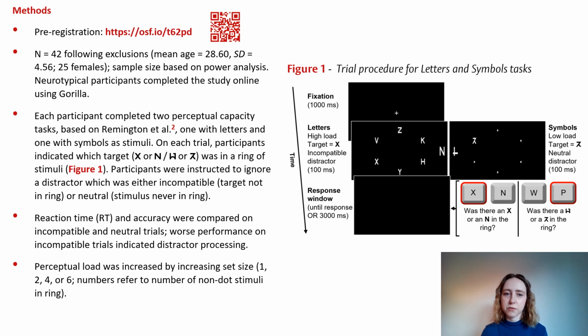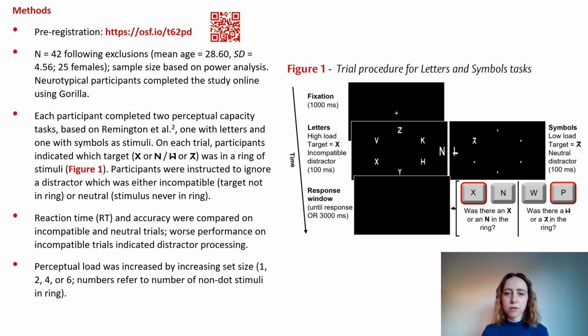We analysed data from 42 neurotypical adults who took part online using Gorilla. Each participant completed 2 perceptual capacity tasks. One used letters and one used symbols as stimuli. As you can see in Figure 1, participants were required to find one of 2 target stimuli in a ring of non-targets on each trial.